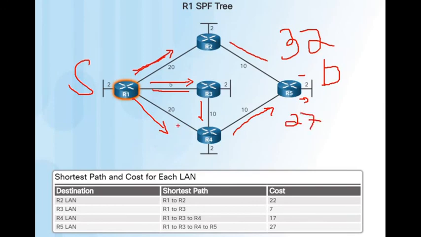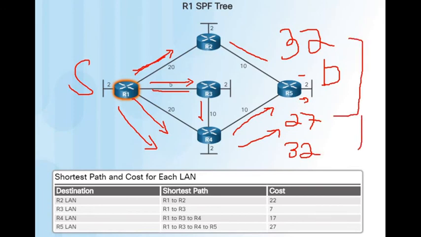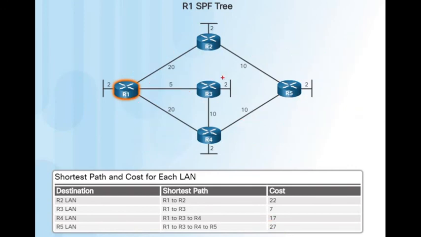Just list that down. Sorry for my writing. Then the last path, you have 20 plus 10, that is 30, plus 2, that also gives you 32. So if you're going to compare those 3 costs, which one has the lowest path? Obviously, 27. So you see, this is how the Dijkstra algorithm works, or this is how shortest path first actually works.